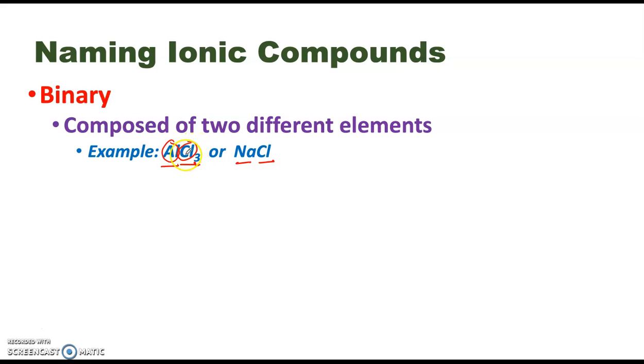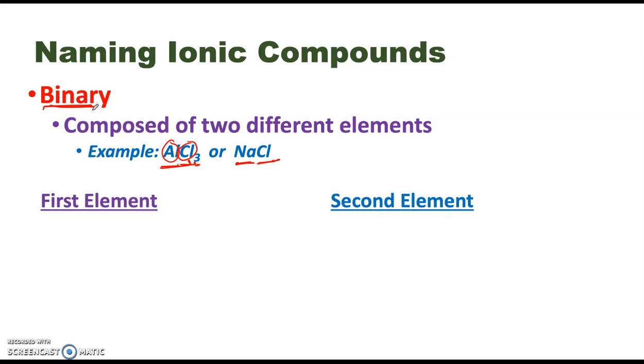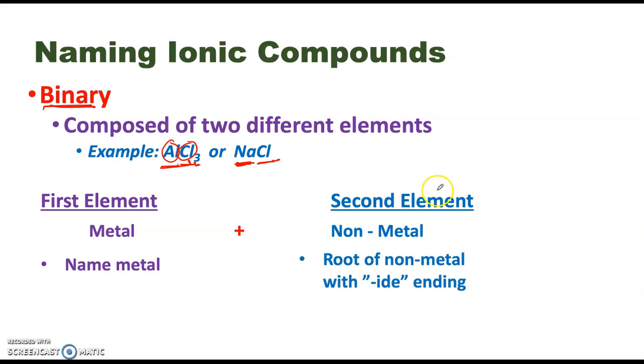How many elements can you name in the compound? The answer is 2. It's binary. This one, sodium, chlorine, 2. It's also binary. Now here's how you name them. You take the first element. The first element's usually always a metal. The second element is usually a non-metal. And for the first element, you just name it. So notice when I name this one, sodium, it's just sodium. And then the second element, you take the root of it and give it an IDE ending, so chloride.